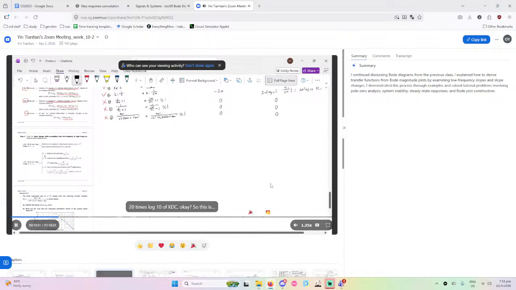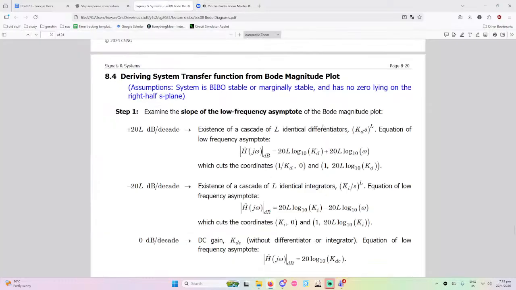Okay, so this is what we do when we examine the slope of the low frequency asymptote. Now we proceed to look at the slope change. Okay, so the second step is to check the slope change.